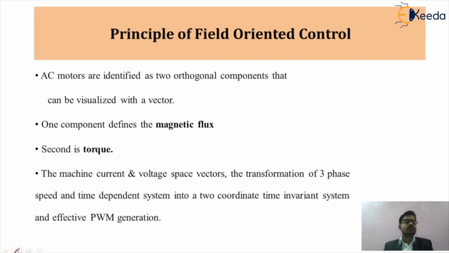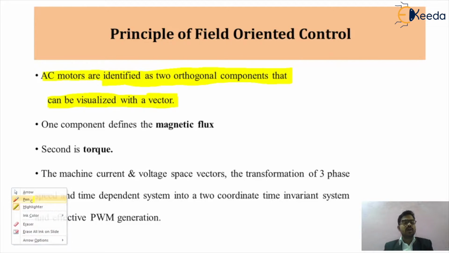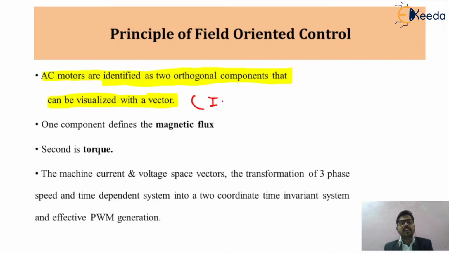So basically the AC motors will be identified by orthogonal components that can be visualized with a vector. Basically, this is one of the techniques of vector control. So obviously, the AC motor will be identified by means of two orthogonal components. These two orthogonal components will be IDS and IQS, that is the current in the stator winding and current in the rotor winding. So basically we are getting two components.